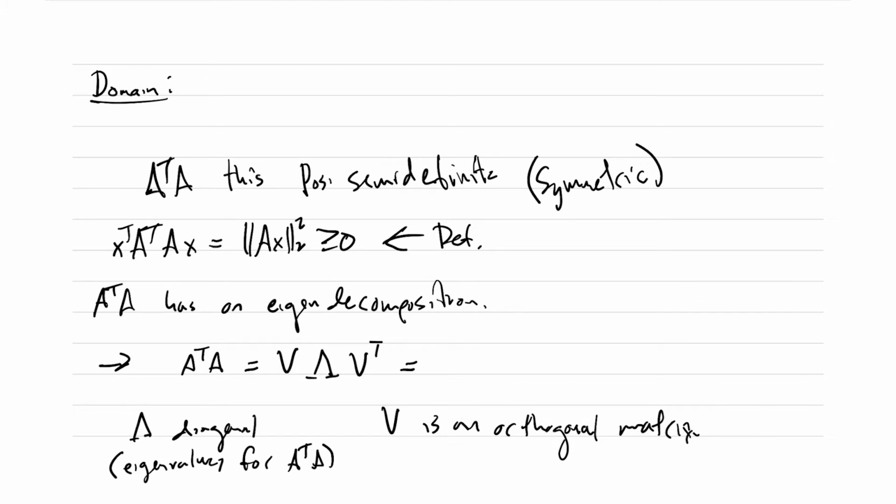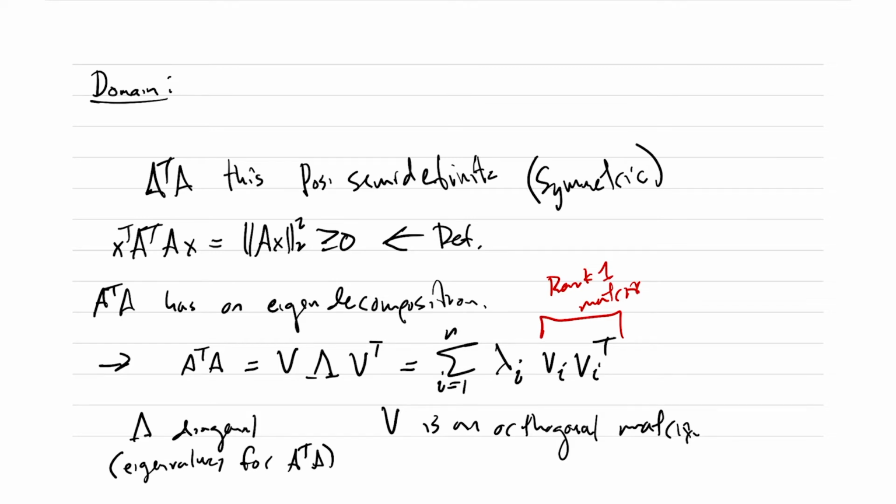Another way to rewrite this is that we could say that this is the sum, i going from 1 to n, of lambda sub i times v_i times v_i transpose, and so this is a rank 1 matrix, or rank 1 tensor if you prefer. Okay, and so this is the standard eigendecomposition of a matrix.